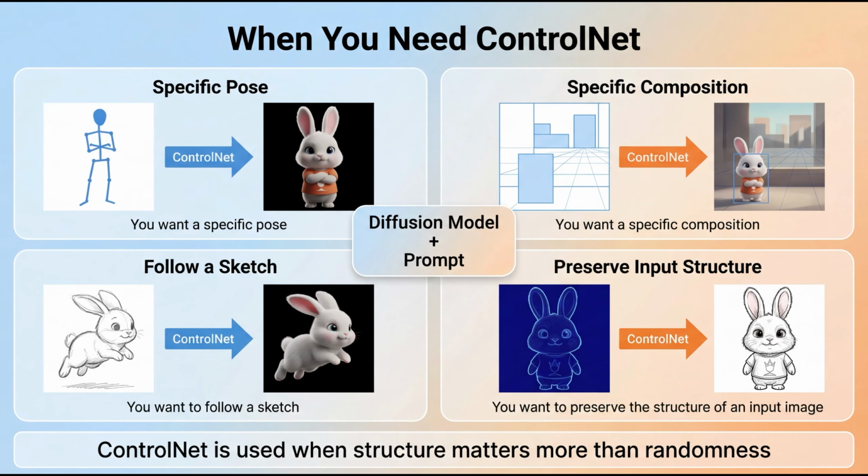For example, you want a specific pose. You want a specific composition. You want to follow a sketch. You want to preserve the structure of an input image. ControlNet makes results more predictable and repeatable.